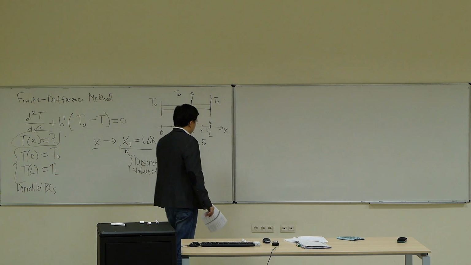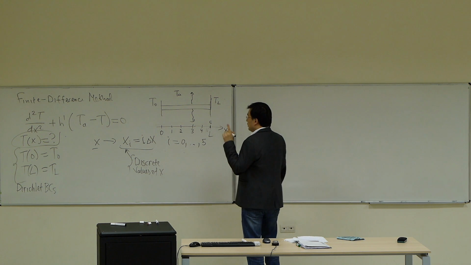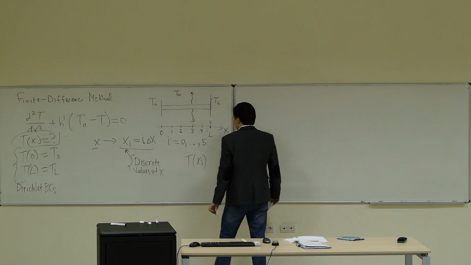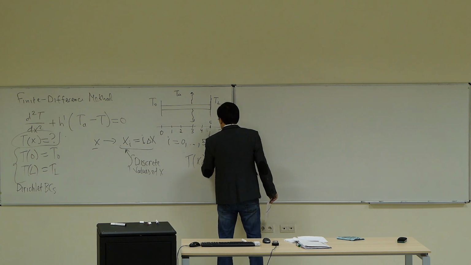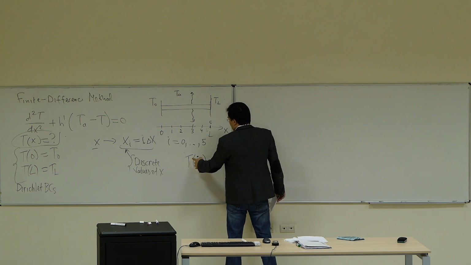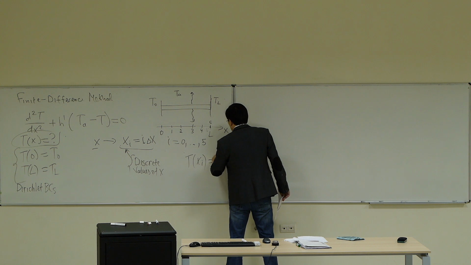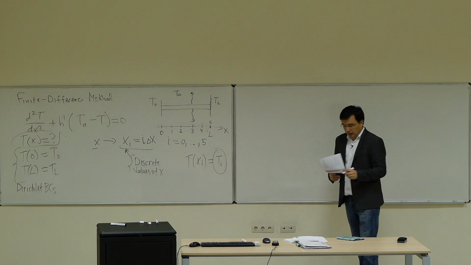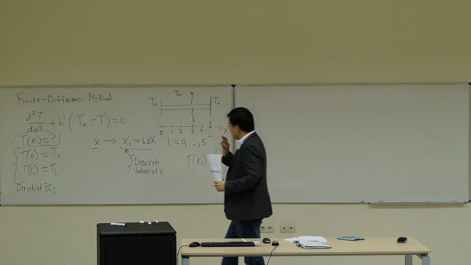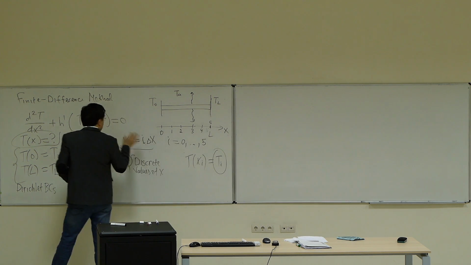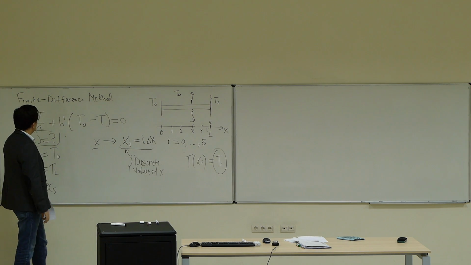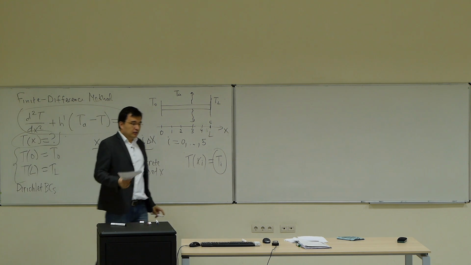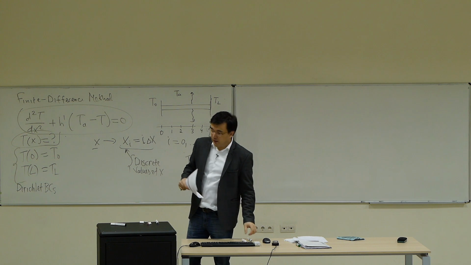Okay. Now, at those values of x, I need to find the temperature. So I need to find the temperature at x_i, which I call T_i. So I need now to find these T_i's. All right, so I came up with my set of discrete points. The next thing now is to see how this equation translates to this finite difference language.